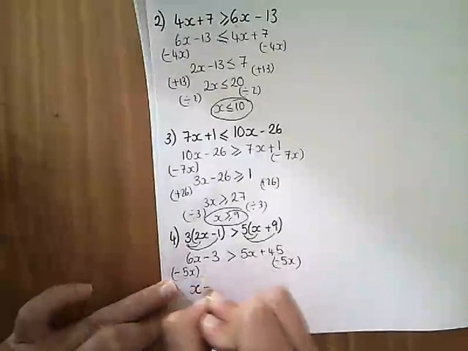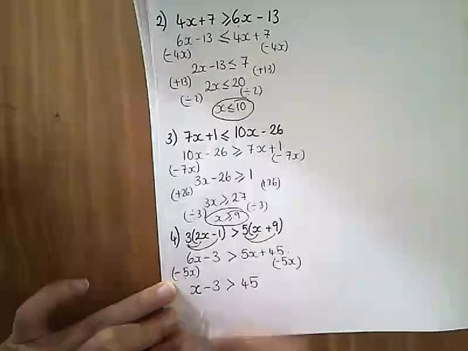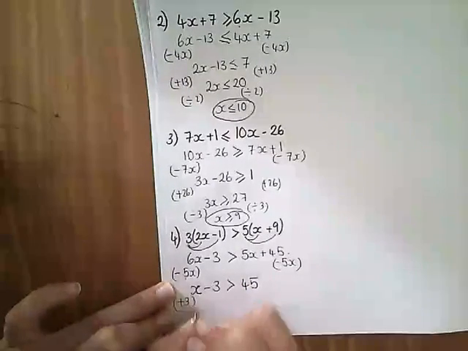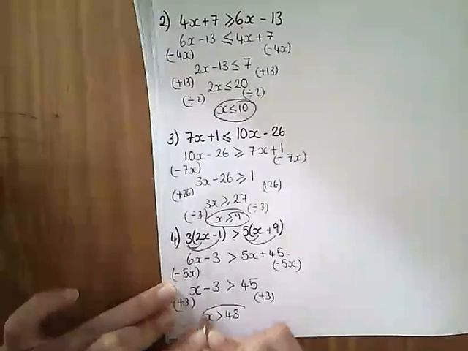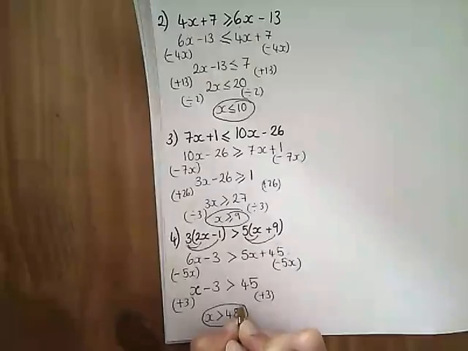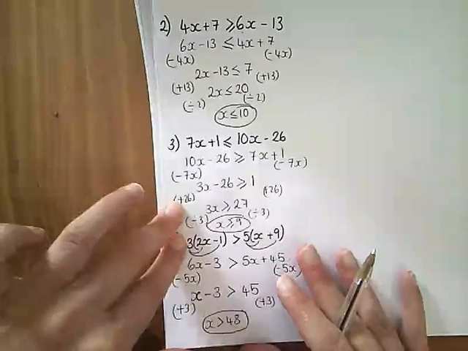Take away 3 is bigger than 45. To get x on its own, we need to add the 3. So we get x is greater than 48. No need to divide this time because it's already x on its own. Okay, that is solving linear inequalities.